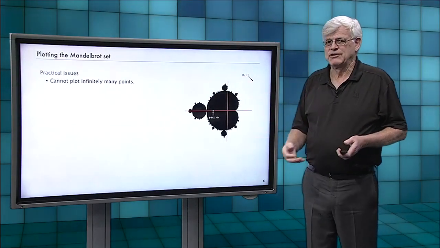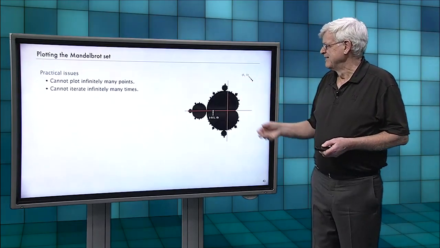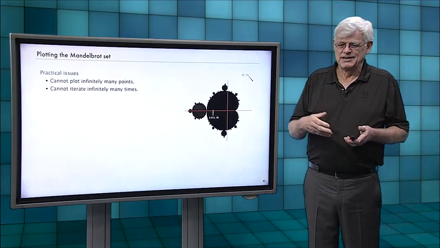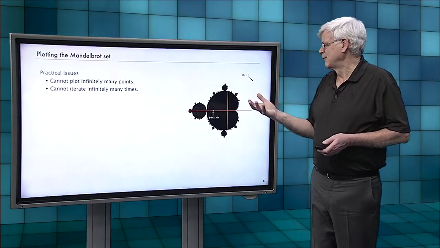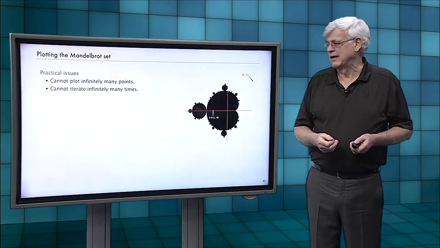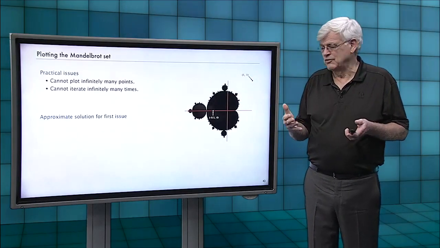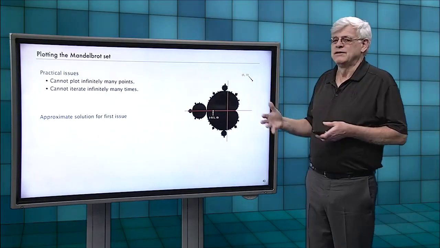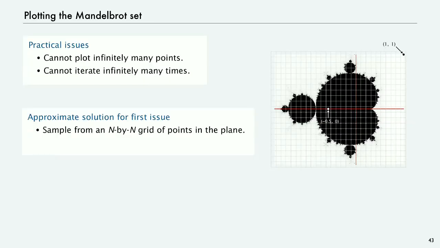First one is we can't draw infinitely many points. We can only draw a finite number of points. And the second one is we can't find out just by iteration whether the thing goes to infinity or not. So what we're going to have to resort to in order to plot the set is some kind of approximate solution. So for the first issue, what we're going to do is just take an n by n grid of points in the plane and just sample.